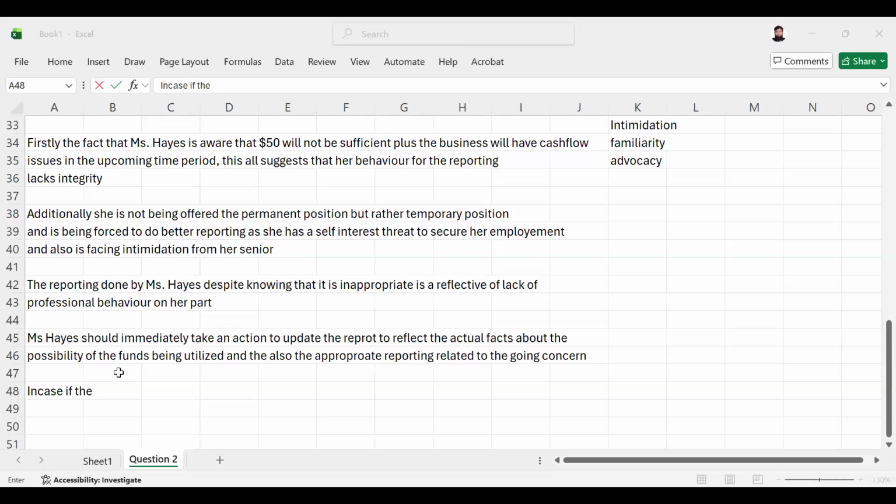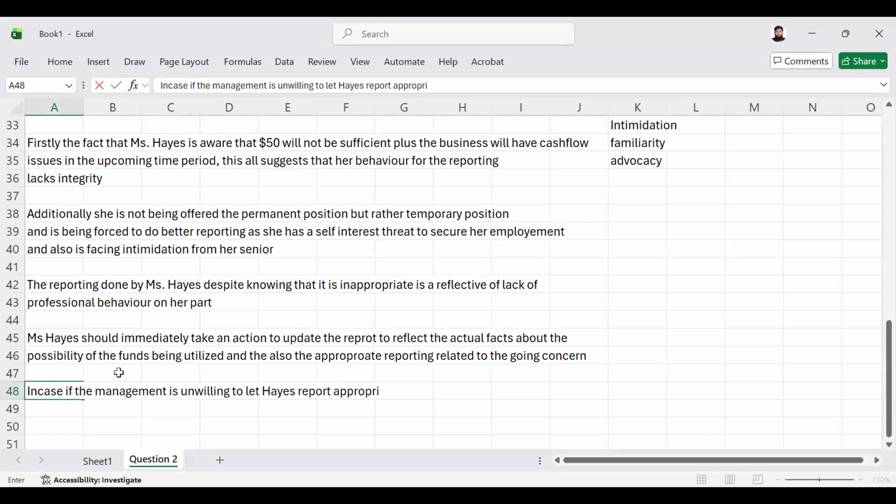I'm sorry, my internet got a bit disturbed. Now, in case the management is unwilling to let Hayes report appropriately, then Miss Hayes should consider resigning from the role.